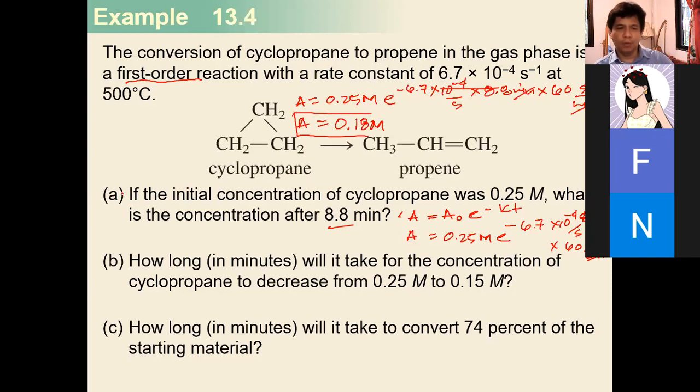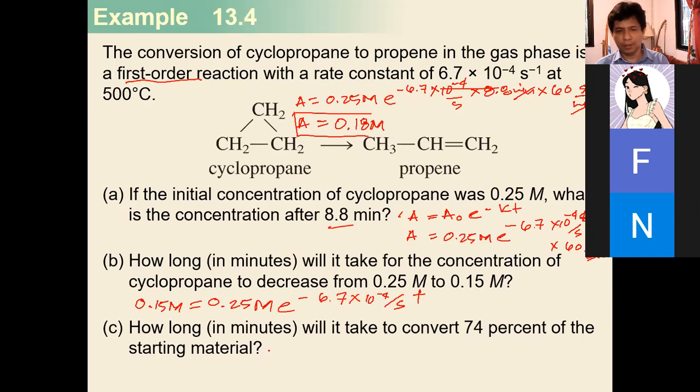The letter B. How long in minutes will it take for the concentration of cyclopropane to decrease from 0.25 to 0.15 molar? So, substitute na rin lang dito. So, 0.15 molar. Tapos 0.25 molar. Tapos yung ating K is 6.7 times 10 to the negative 4. This is per second. So, how long in minutes? So, yung masosolve nyo dito, pag sunod yung T dyan, seconds yan. So, i-divide nyo pa siya ng 60.